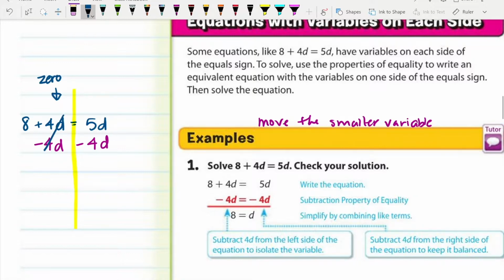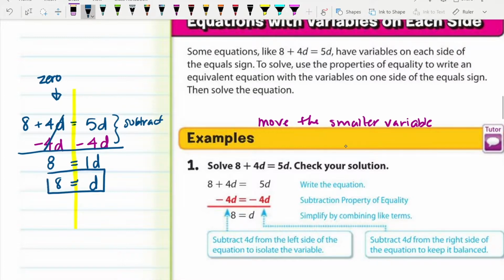4d take away 4d is 0. On the left side of your equal sign, you are now left with the number 8. And on the right side, you will subtract those two terms. So when you subtract 5d minus 4d, you have 1d. And do you remember, do we need to write that coefficient of 1? No, we do not, because that is invisible math. So our answer is d equals 8.